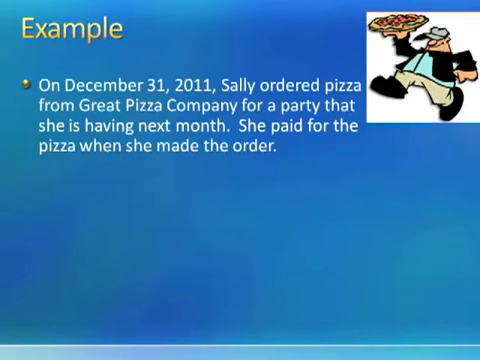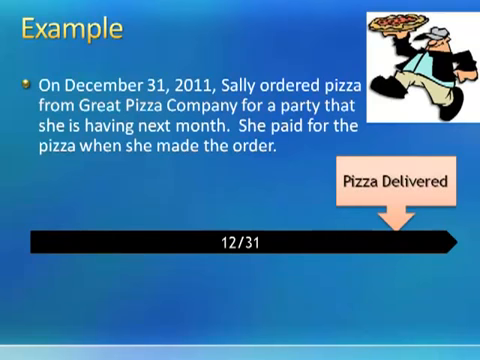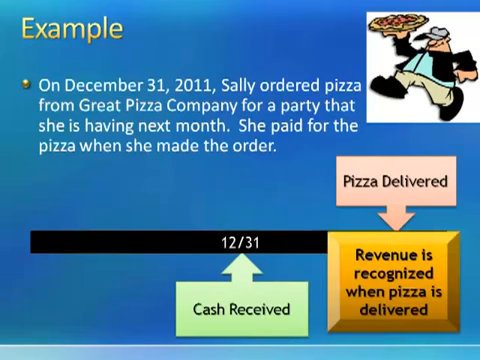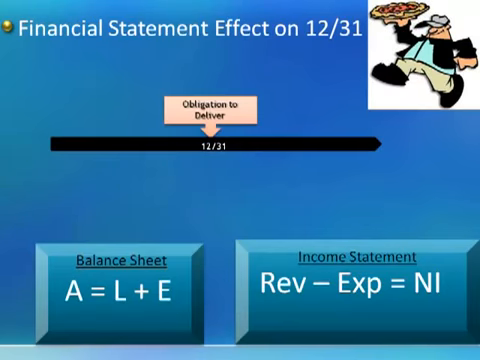Another example. On December 31st, 2011, Sally ordered pizza from Great Pizza Company for a party that she is having next month. She paid for the pizza when she made the order. So taking a look at our timeline, what happened? Well, the pizza isn't going to be delivered until the future, but on December 31st, the cash is received, but revenue is not recognized until the pizza is delivered. So what are the financial statement effects as of 12/31?